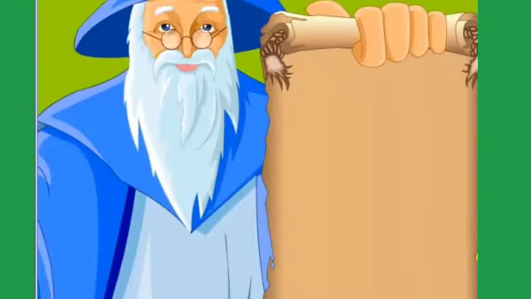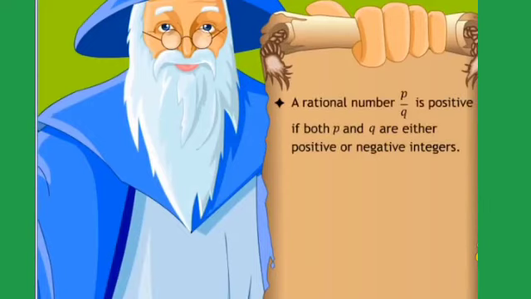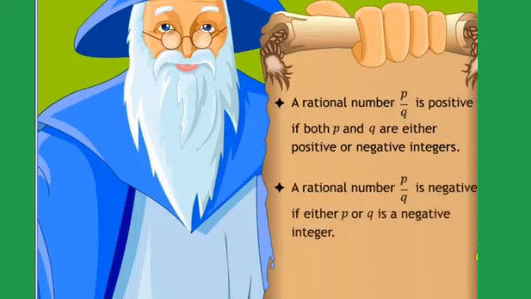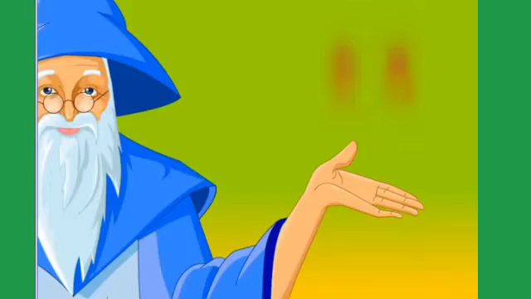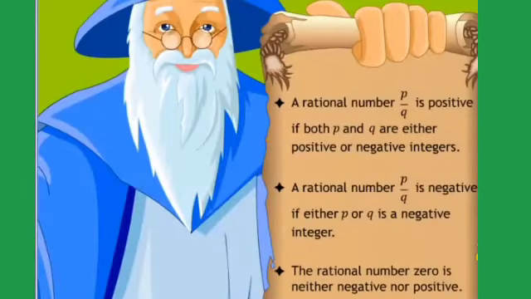Let me restate the rules for you once again. A rational number is positive if both its numerator and denominator are either positive or negative integers. A rational number is negative if either its numerator or its denominator is a negative integer. The number 0 can be written as 0 divided by 1 or 0 divided by -1. In either case, its value remains 0. Thus, the rational number 0 is neither negative nor positive.